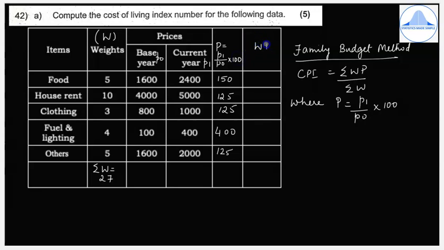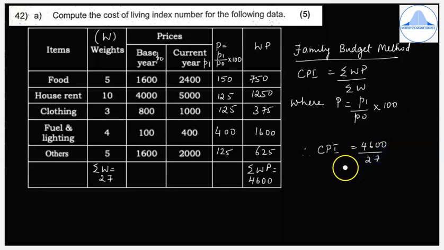Next, calculate WP. So it is 5 into 150 is 750, 1250, 3075, 1600 and 625. Next, calculate summation WP, which is equal to 4600. So therefore, CPI is equal to 4600 divided by 27. So CPI, or the consumer price index, is equal to 170.37.